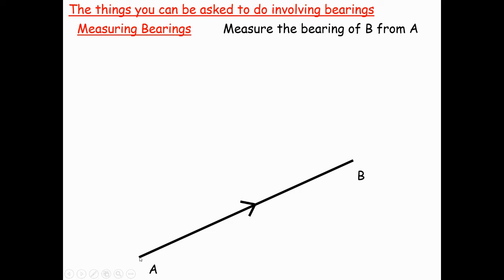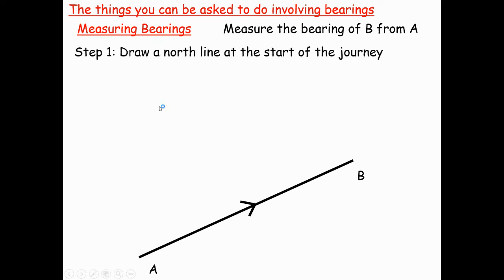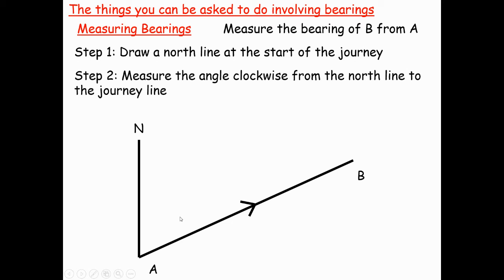And we've got to remember that bearings are measured from north. So that's going to be our first step. So draw a north line at the start of the journey. And that means you could get your protractor and you can line it up so the 0 is pointing north. And you can measure the angle we've got now. So measure the angle clockwise from the north line to the journey line.